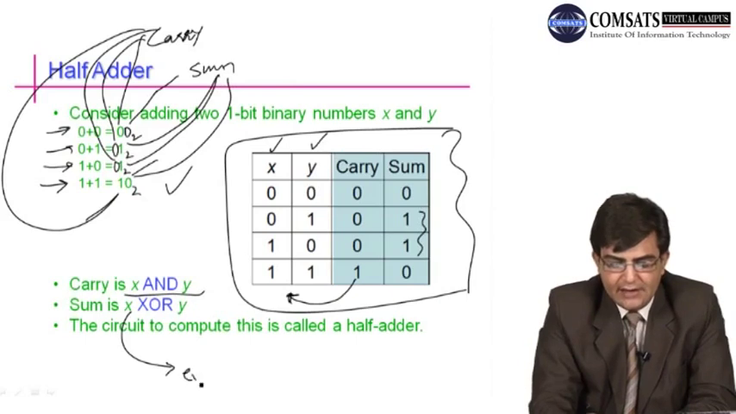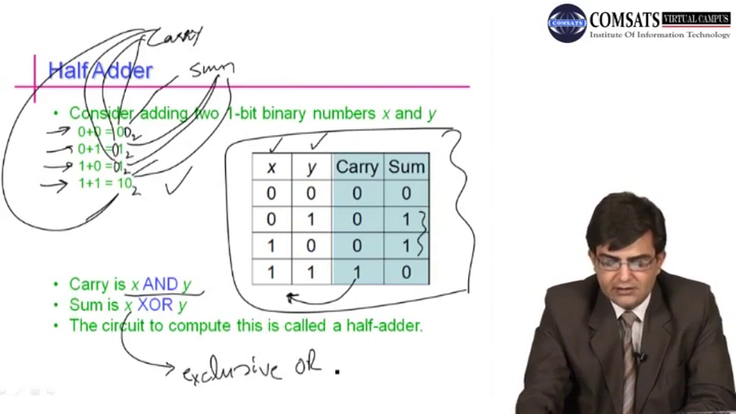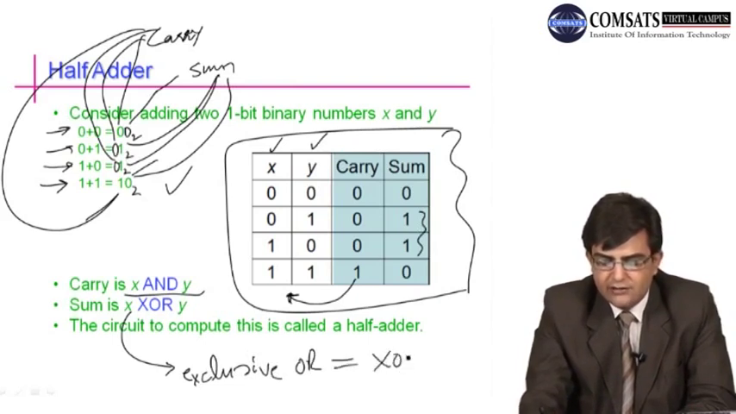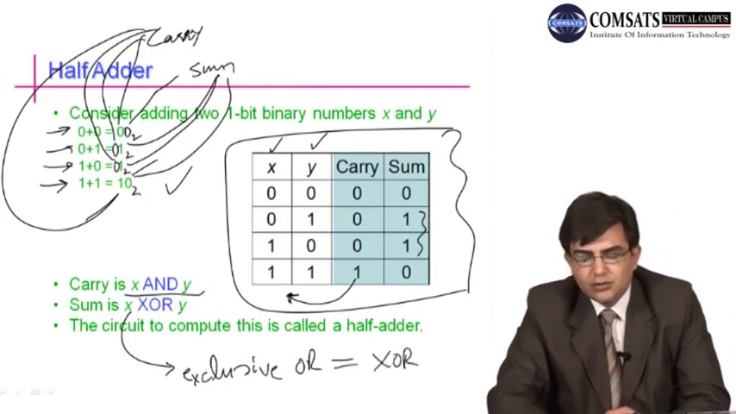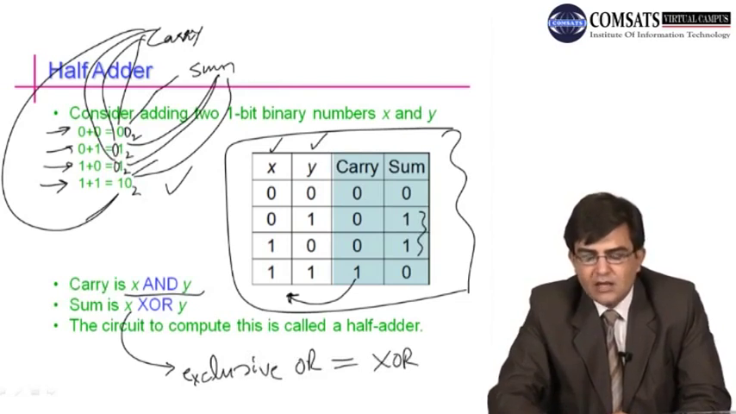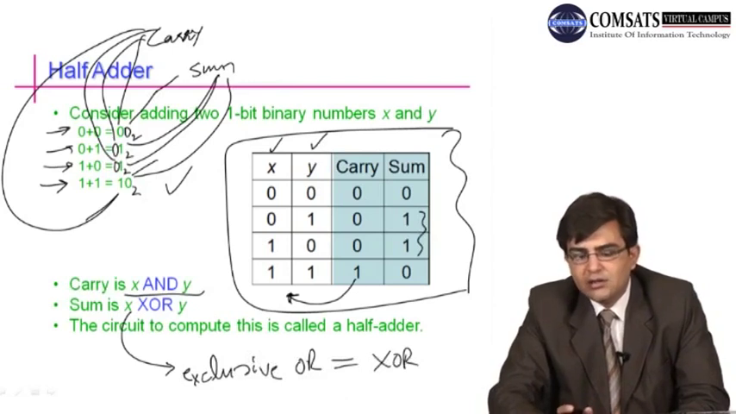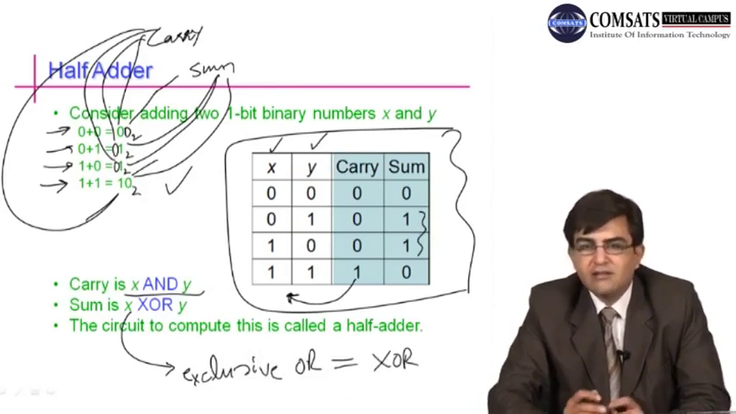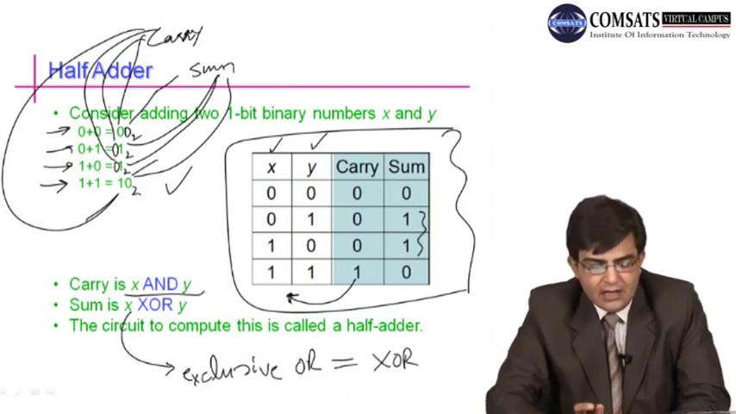This is basically exclusive OR. This is XOR. We have discussed it, and its output is 1 when exactly one of P or Q is 1, otherwise it is 0. We have discussed the XOR logic gate and the XOR notation already.